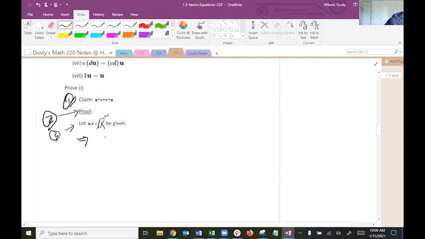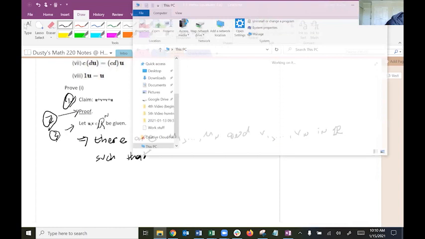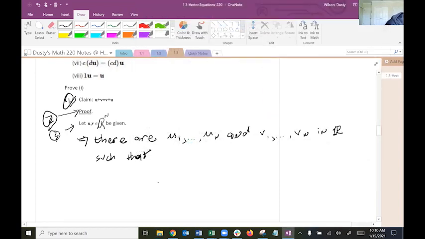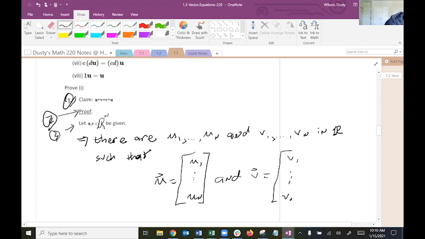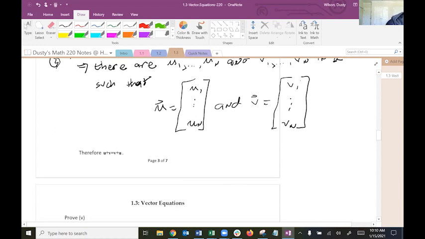So this implies that there are u1 all the way to un, and these are all scalars, and v1 all the way to vn in R. So these are real numbers such that u vector equals u1 all the way to un, and v equals v1 to vn. Looks like I'm going to need a little bit more space.